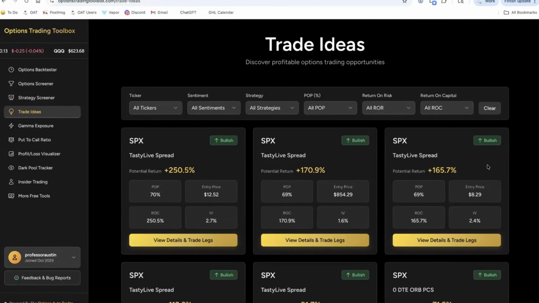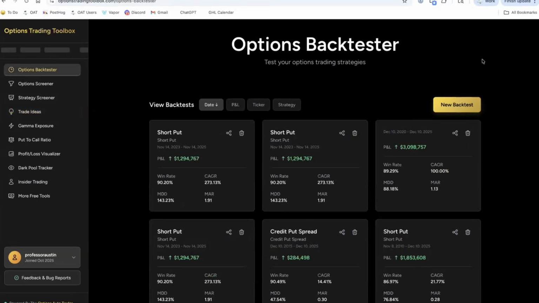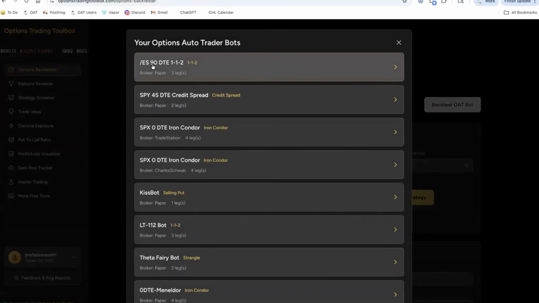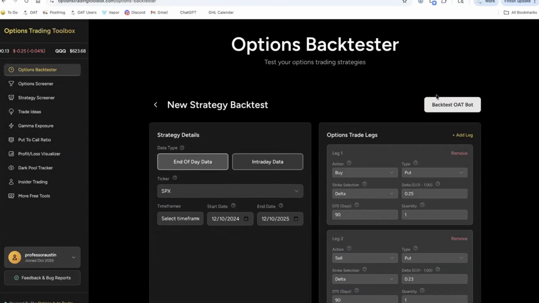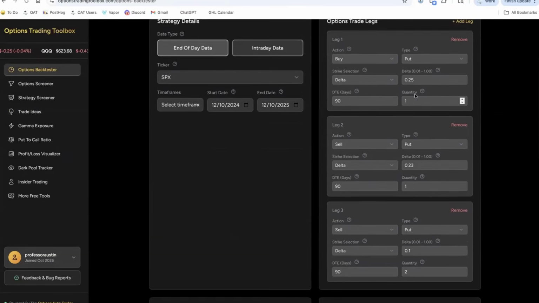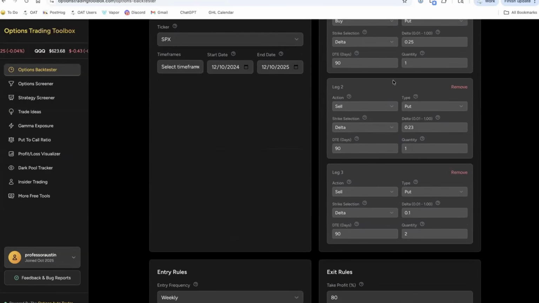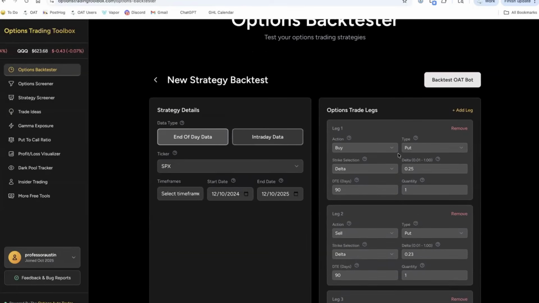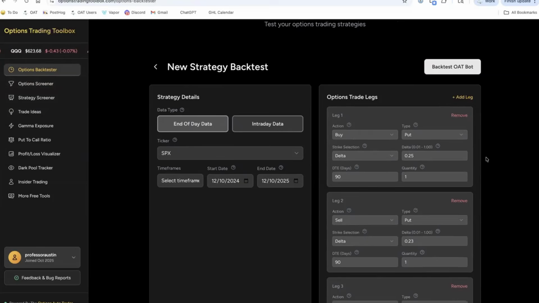Rick says, futures options available yet? Not yet on this. Is the 112 strategy included here? No, because the 112 strategy is primarily a futures options strategy. However, you can always backtest it. Like you can see here, new backtest. If I backtest an OAT bot, I do have a 112 bot. And because there's no ES, it defaults to SPX. And then you can see here, 112. So again, I can backtest the 112. So you can literally backtest that right there.